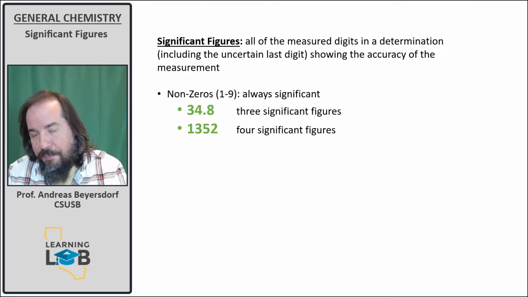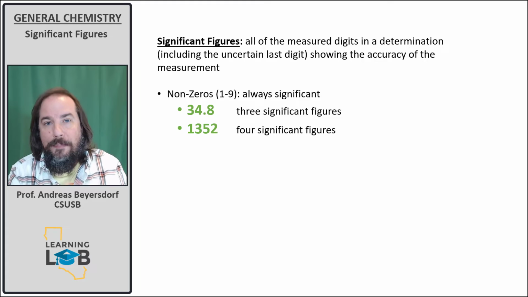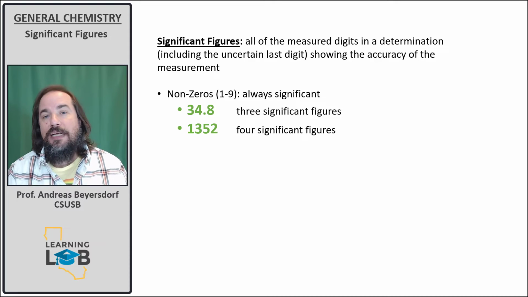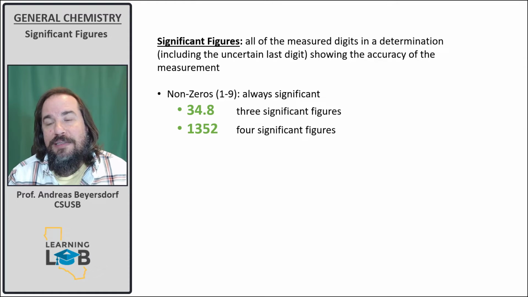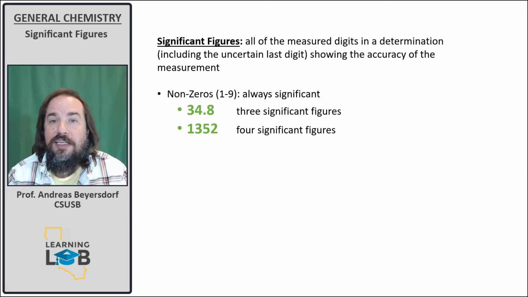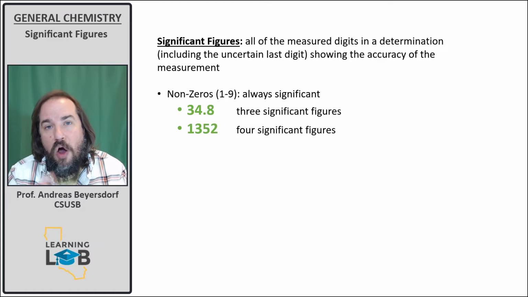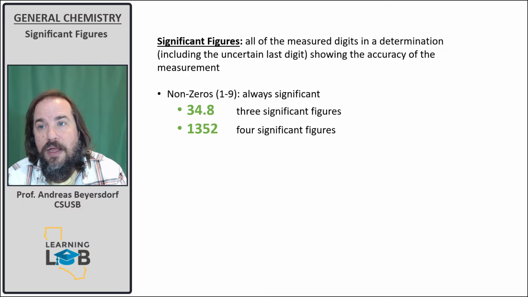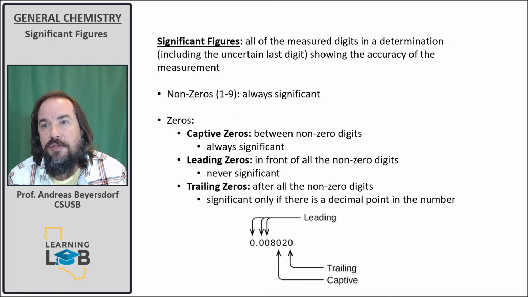So now let's look at measurements and see how we can tell, based on the numbers, how many significant figures there are. One way to understand how many significant figures we have is by looking at what type of digits we have. First, all non-zeros, that's 1 through 9, are always significant. So for instance, in 34.8, all 3 of those digits are significant. So we have 3 sig figs. 1352, again, we have 4 significant figures.